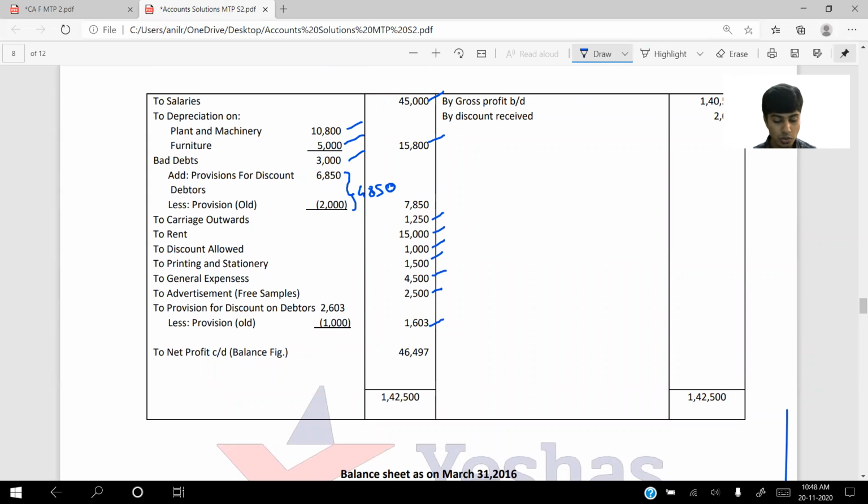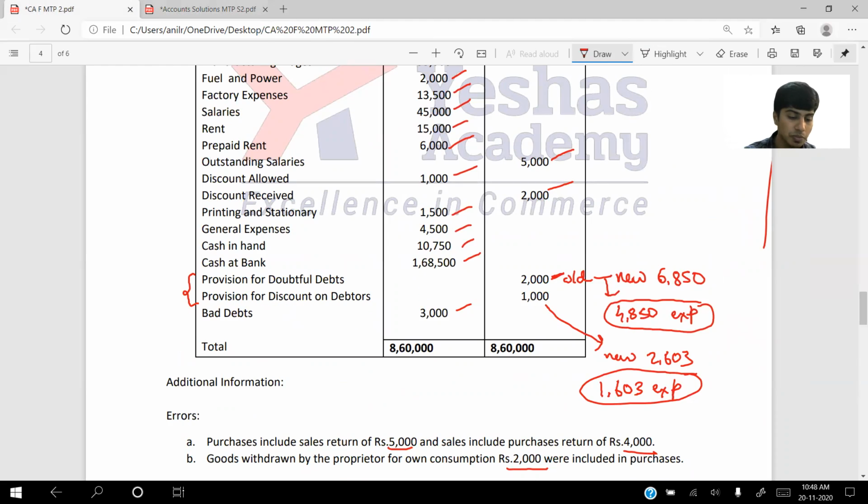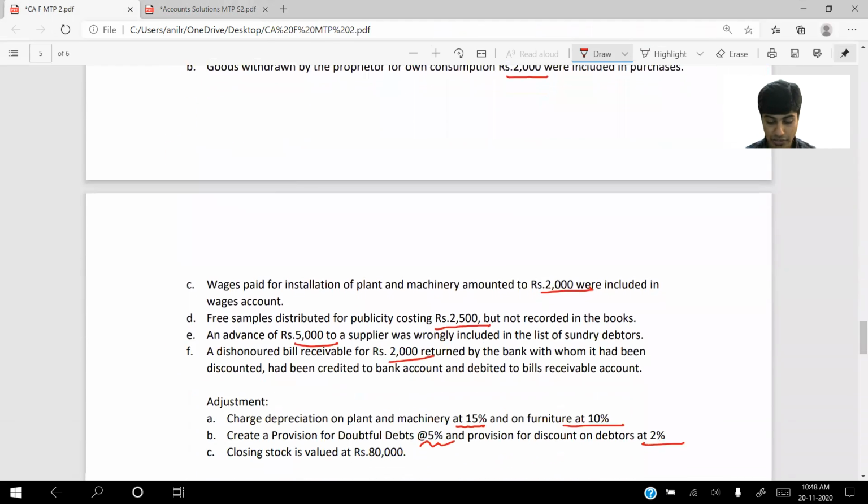Perfect. How? 2,603 is the new provision that should be maintained. 1,000 is the old provision. The difference is the provision to be created, 1,603. Yes, guys. I hope this has made sense to you. Then let's go to the last thing that they've given in the question.